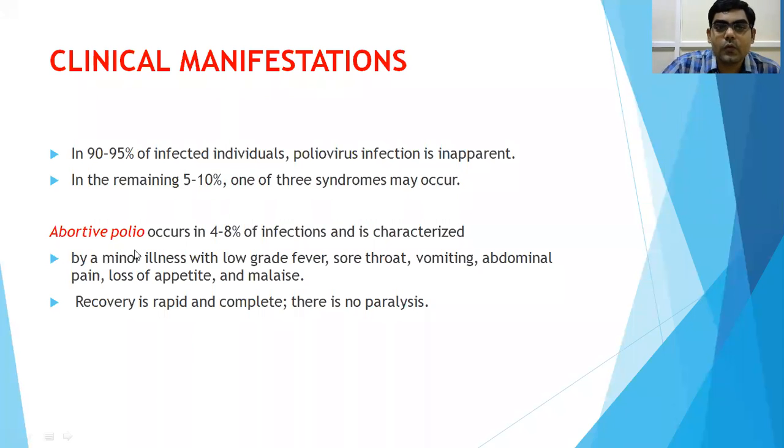And in the remaining 4 to 8%, it is called abortive polio, like a normal viral infection. You cannot differentiate which type of viral infection caused it. It presents as a viral illness with low-grade fever, sore throat, vomiting, abdominal pain, and loss of appetite, like a viral prodrome. In abortive polio, recovery is rapid and complete, there is no paralysis, and nobody knows about it.